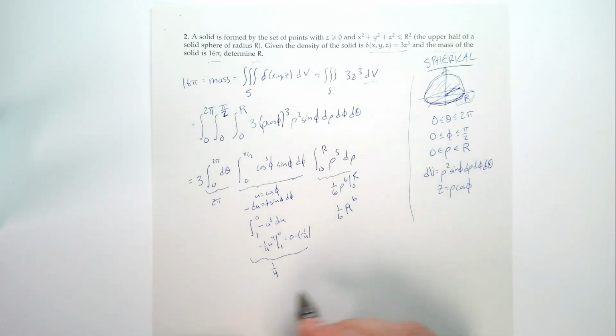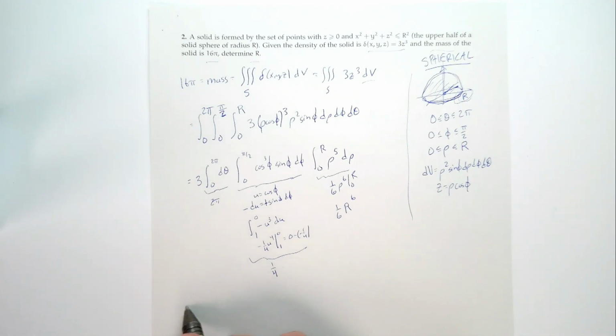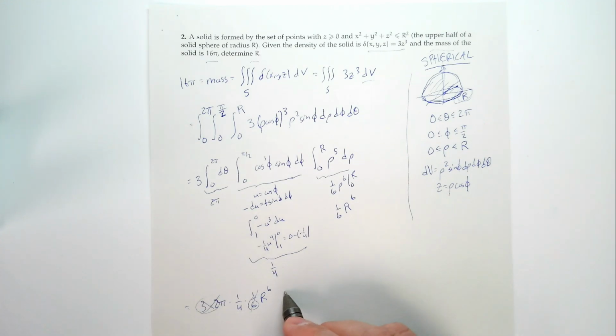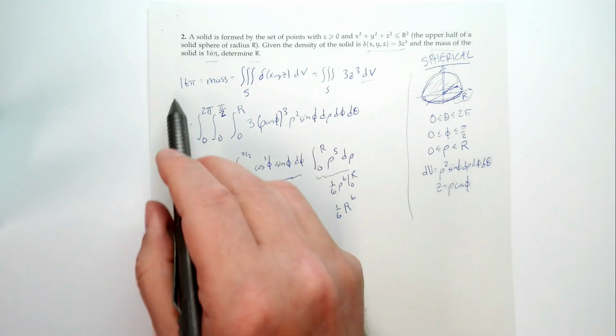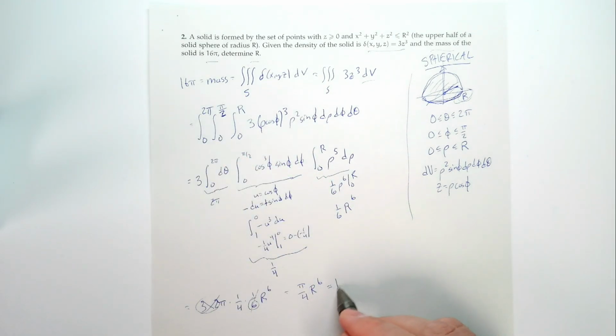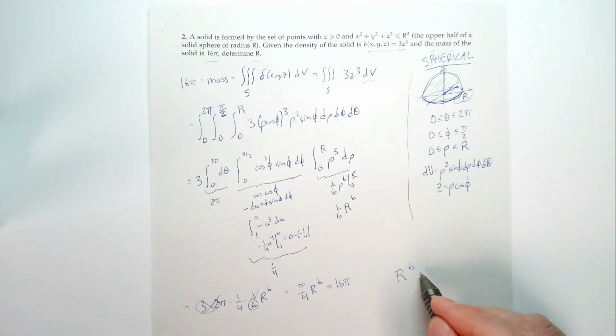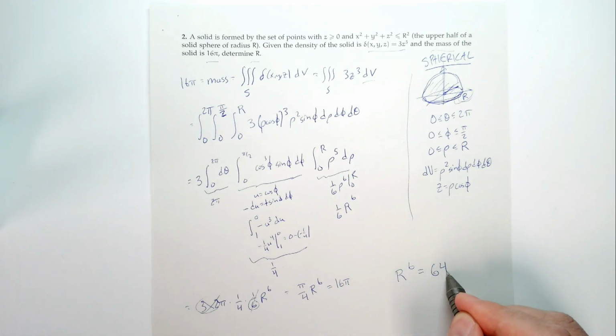All right, so putting this all together, we have 3 times 2 pi times 1/4 times 1/6 R to the 6. Well, we can take the 3 and the 2 and cancel with the 6. So we get pi over 4 R to the 6. And remember what we said, that's equal to 16 pi. So move things around. The pi's can cancel. Multiply the 4 across. R to the 6 has to equal 64.